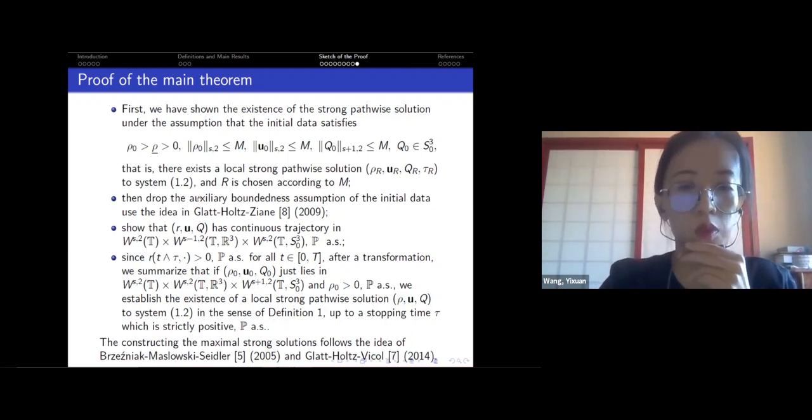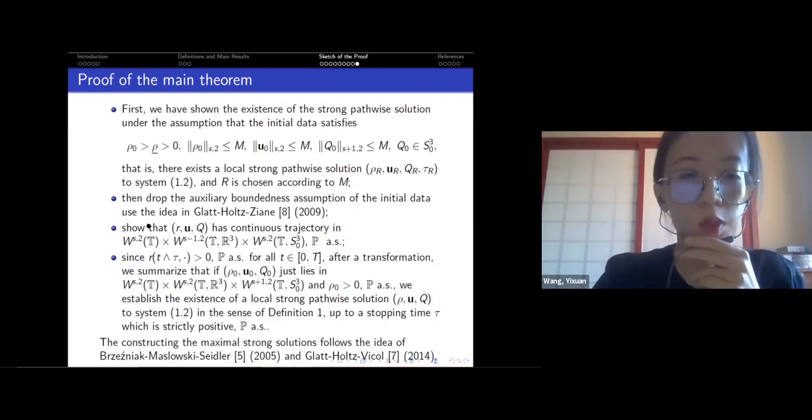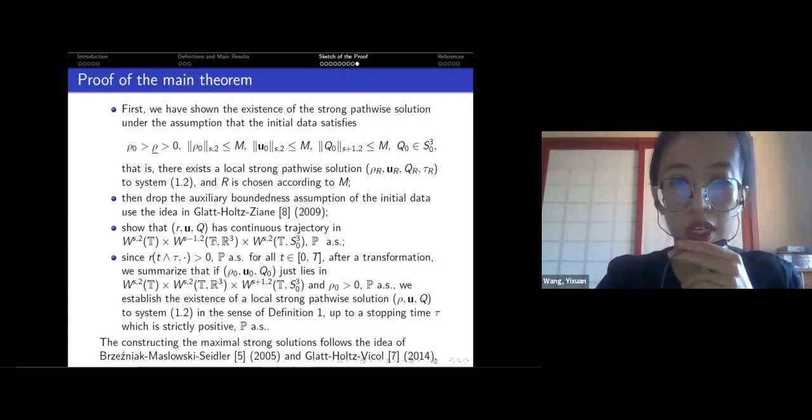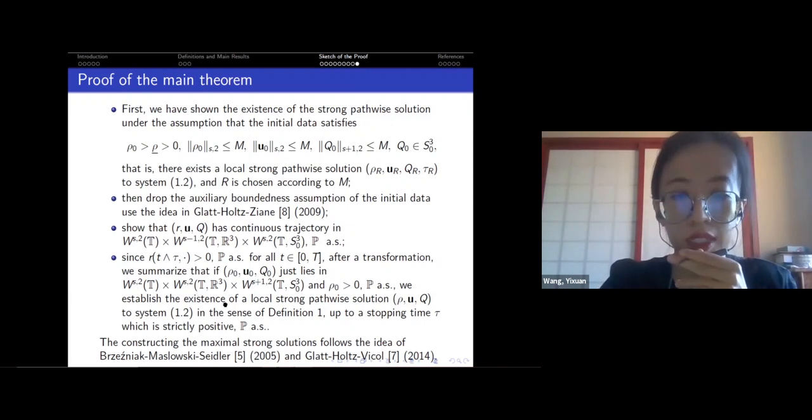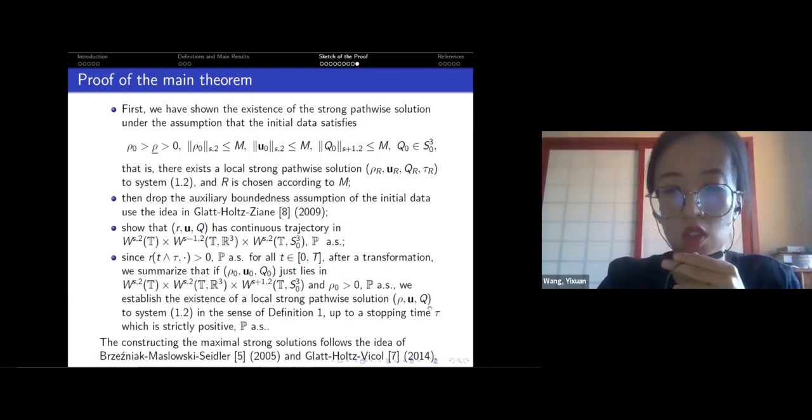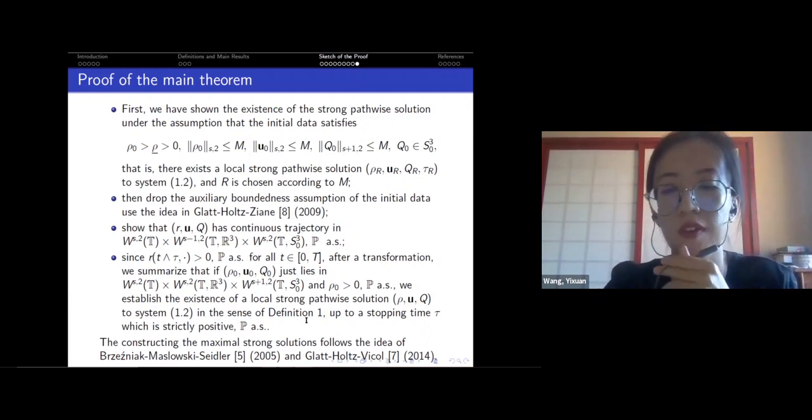We will be able to drop this auxiliary boundedness on the initial data, using the idea in this paper. Then we prove that R, U, Q have a continuous trajectory in this space almost surely. Since we have proven R to be positive, after the transformation we can recover R, U, Q back to rho, U, Q, with rho0 positive. So here we have established the existence of a local strong pathwise solution, rho, U, Q, to our system up to a stopping time tau.